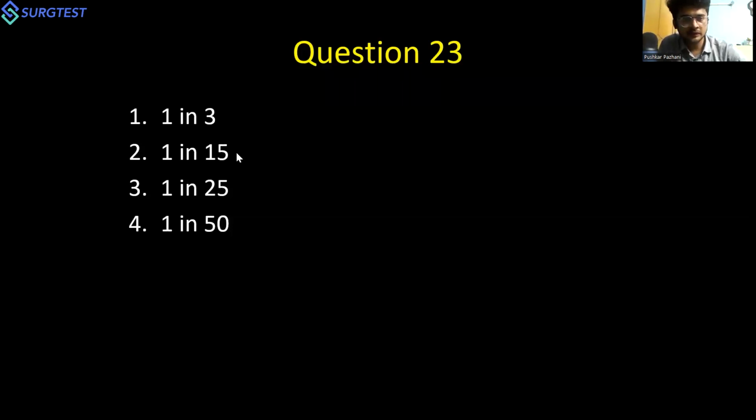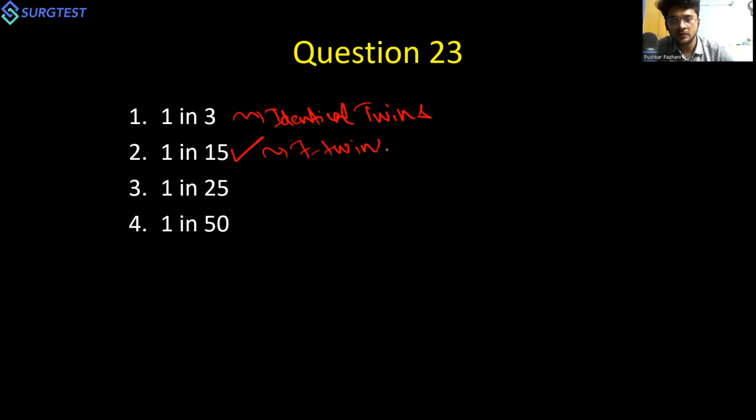So the answer is 1 in 15. 1 in 3 is actually for identical twins. That is almost 33%. I've actually seen both patients, identical twins, presenting with multiple sclerosis. So it's not that it doesn't happen. We've seen it. 1 in 15 is for fraternal twins, that is, non-identical twins.